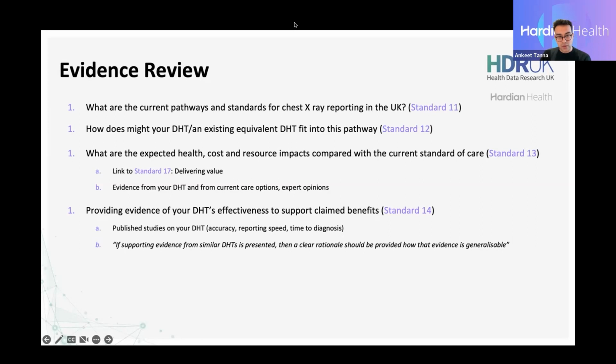And then you want to think about what the equivalent devices might be and what the current pathways and standards are for chest X-ray reporting. We'll come to the importance of that a little bit later. And from the perspective of delivering economic value, what are the health, cost, and resource impacts compared to the current standard of care? This really comes down to why you are building this tool and what unmet need you are trying to fulfill.